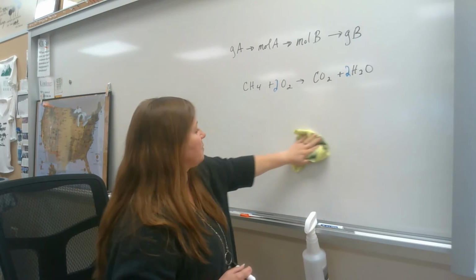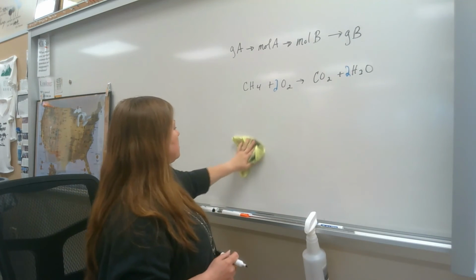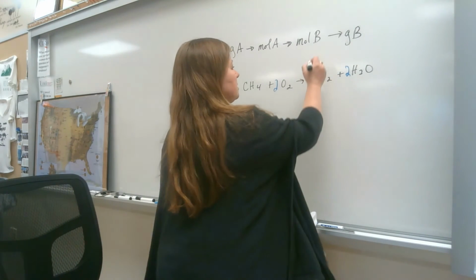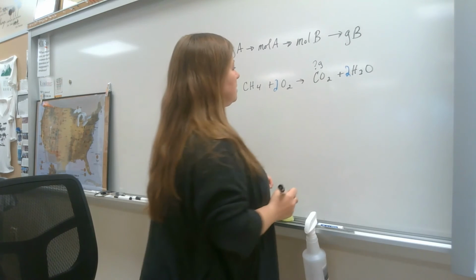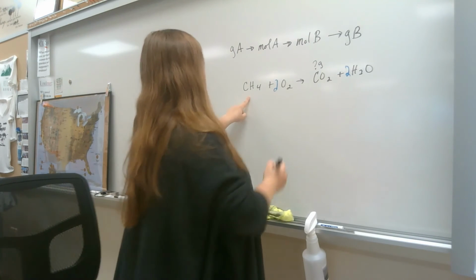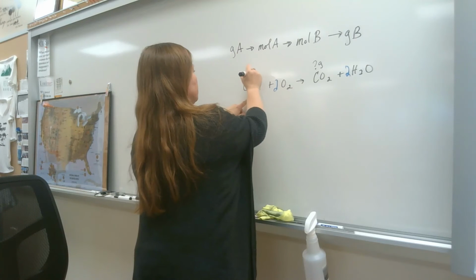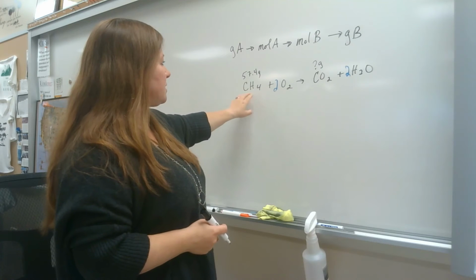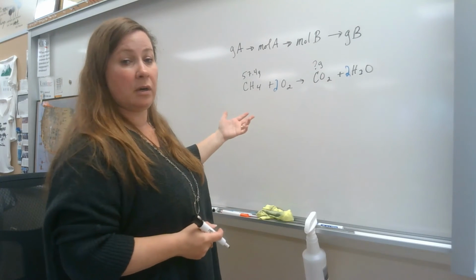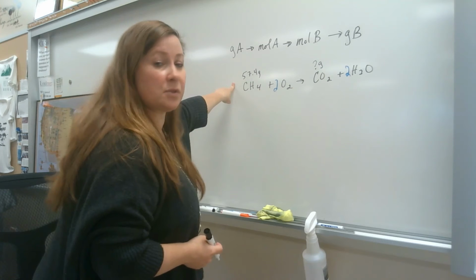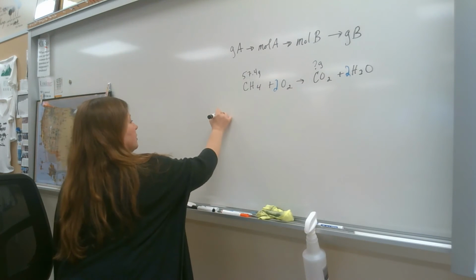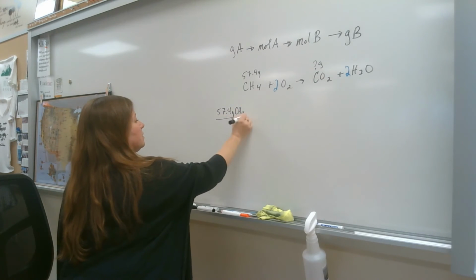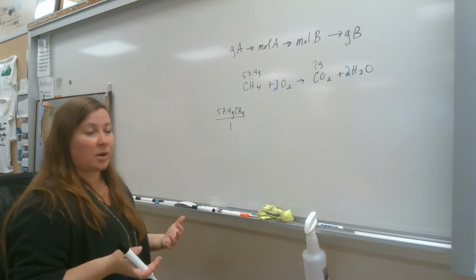So the first question I want to know is how many grams of CO2 would be produced? How many grams? If we had, let's say, 57.4 grams of CH4. So the first thing we want to ask ourselves is, what's the starting number? Well, there's only one number in the question, so we'll start with this number. So 57.4 grams CH4 over 1 is going to be our start to the problem.